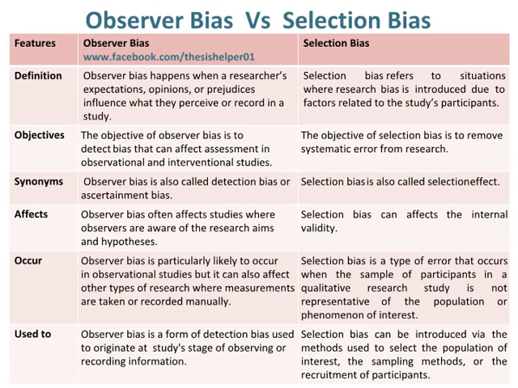Whereas, selection bias is a type of error that occurs when the sample of participants in a qualitative research study is not representative of the population or phenomenon of interest.